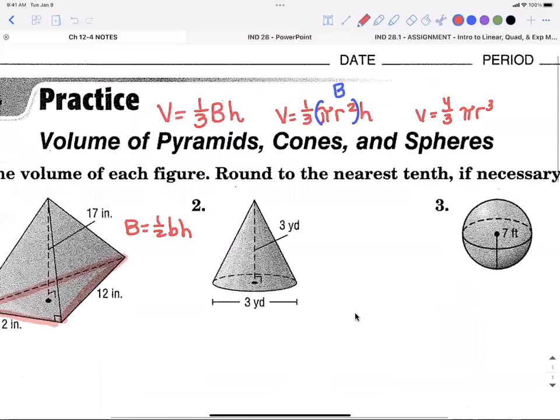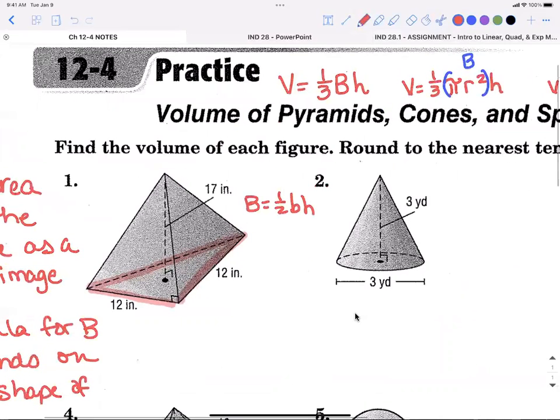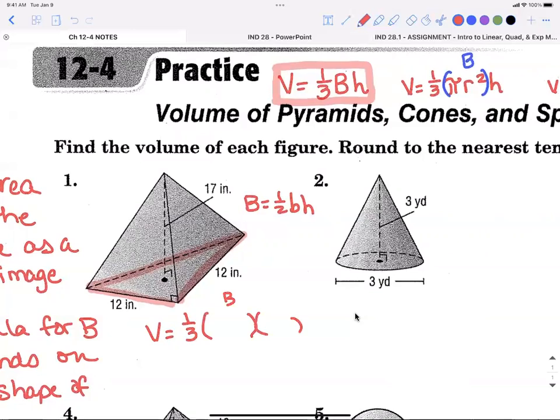And again, these are just plug and chug. Once you have the formulas, you guys are good at plugging numbers into formulas, and that's really all this part is. So if we look at number 1, we're going to be using this formula because it's a pyramid. V equals 1/3 times the base times the height, right? This is going to be the base times the height.